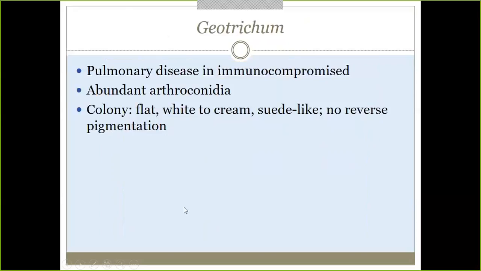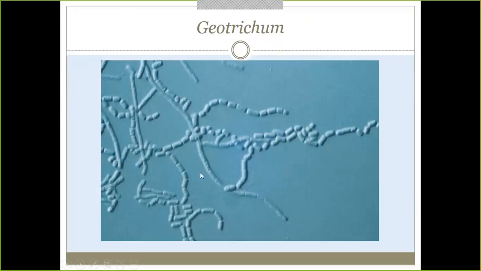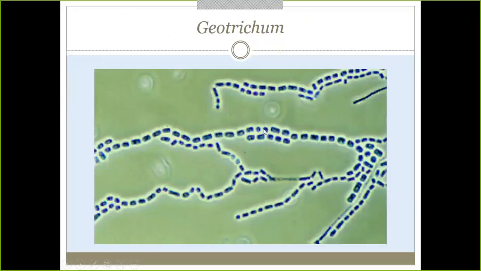All right. Geotrichum basically causes a pulmonary disease, just like a lot of these, but it's kind of got that square rectangular arthroconidia look to it. And they kind of chain together like that. So that is Geotrichum. There it's stained, so you can see that nice square rectangular chain together.